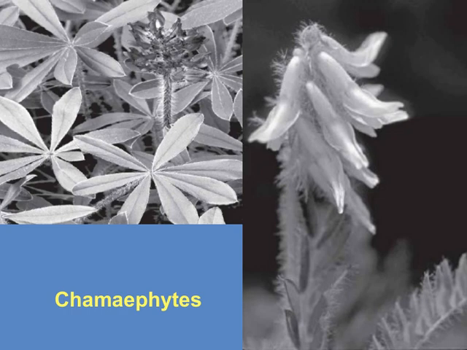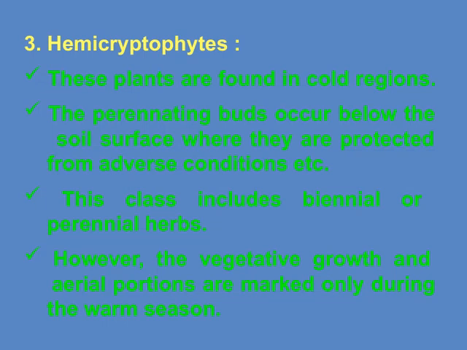Hemicryptophytes are a fascinating group of plants that are primarily found in cold regions. What makes them unique is how they survive harsh climates. Their perennating buds are located just below the soil's surface, which helps protect them from extreme weather conditions. This positioning is crucial because it shields the buds from cold temperatures, wind, and other adverse factors that could otherwise damage them. This group includes both biennial and perennial herbs, meaning some complete their life cycle in 2 years, while others live for multiple years.